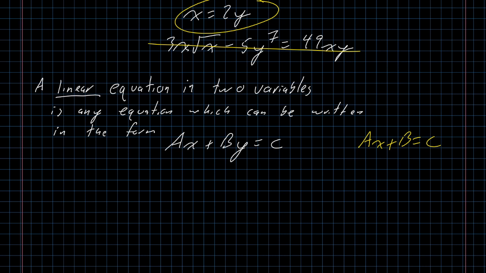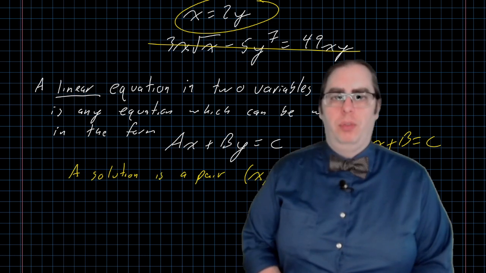Now that we have a linear equation in two variables, we're going to need a solution that is a pair of values x and y together. So if you plug this particular x in and this particular y in, you will get a solution. It's going to turn out that there tends to be infinitely many solutions to linear equations in two variables.